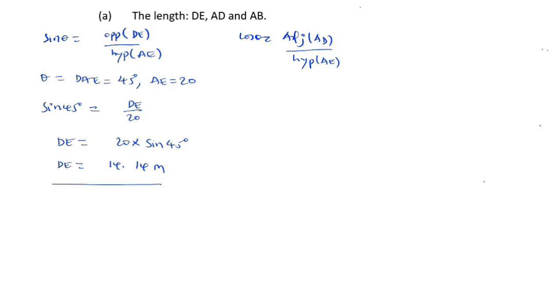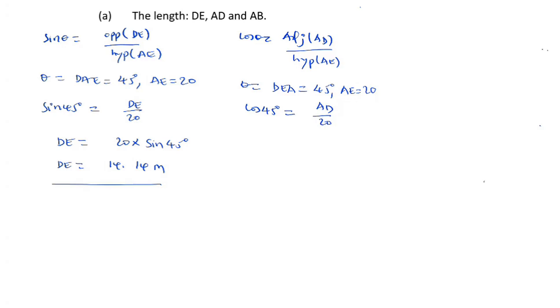Okay, so from the question, given theta equals angle DAE, which equals 45 degrees, and AE equals 20 meters. Next, let us substitute these values in our formula. We are going to have cos 45 degrees equals AD over 20.